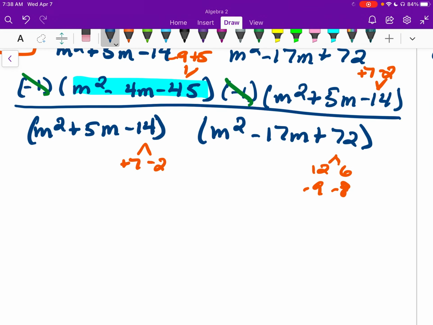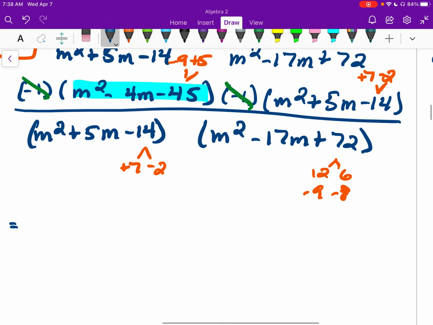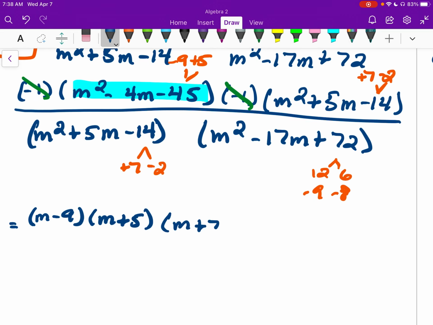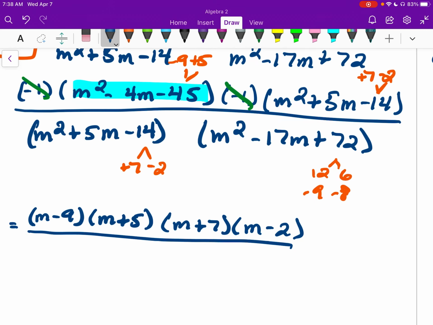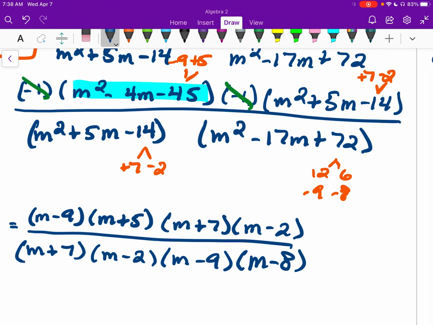All right. Now we can factor all these. So this will be m minus 9, m plus 5. That's our first piece, the blue piece. Next up we'll have m plus 7, m minus 2, m minus 9, m minus 8.